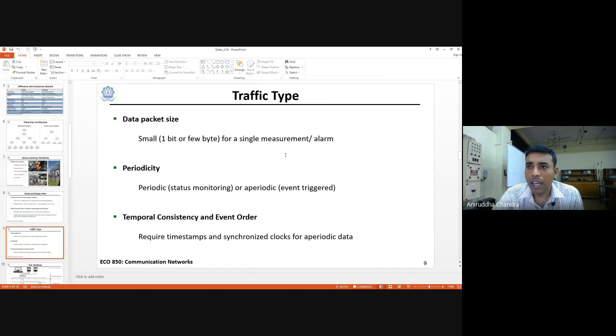And finally, I was talking about the data packet, periodicity and temporal consistency, and I just want to describe those a bit more. The data packet size is always very small. For example, a few bytes for an alarm. How many bits do you require? Probably 20, 30, 40 bits max. As for periodicity, I already described it, but I will describe it once again: data can be periodic or data can be aperiodic.